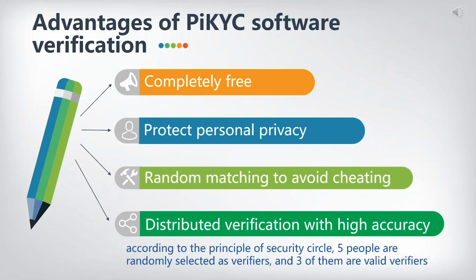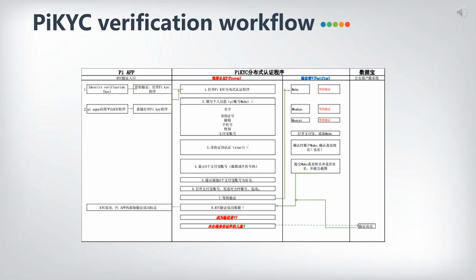According to the principle of security circle, 5 people are randomly selected as verifiers, and 3 of them are valid verifiers. PyKYC verification workflow. This is the KYC verification workflow chart, including the verification entry, I want to verify, and become a verifier, a total of 3 large modules.